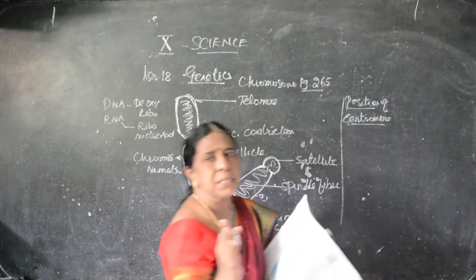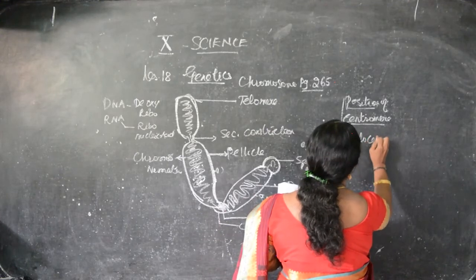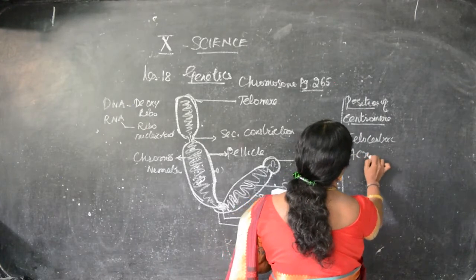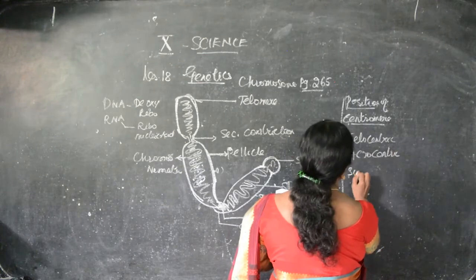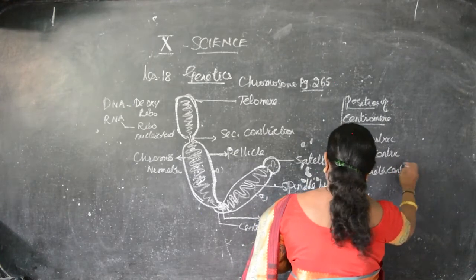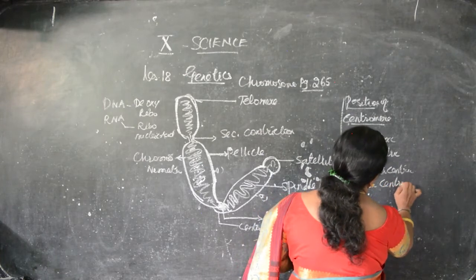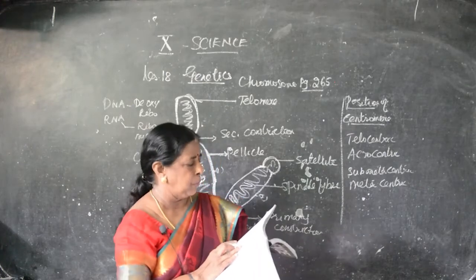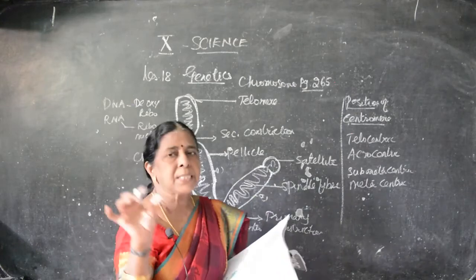Position where the centromere is placed: telocentric, then acrocentric, and the next one is submetacentric, then metacentric. Based on the position of the centromere, chromosomes can be divided into four kinds, that is telocentric, acrocentric, submetacentric and metacentric, depending on where the centromere is placed.